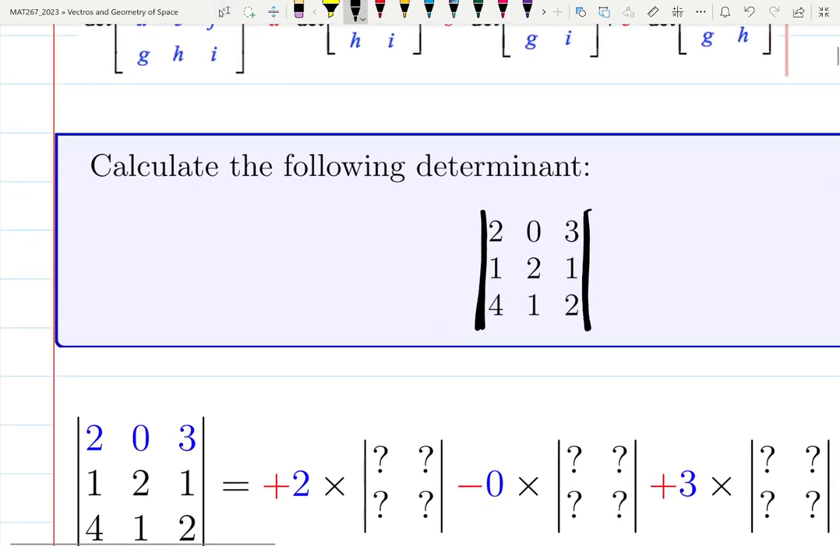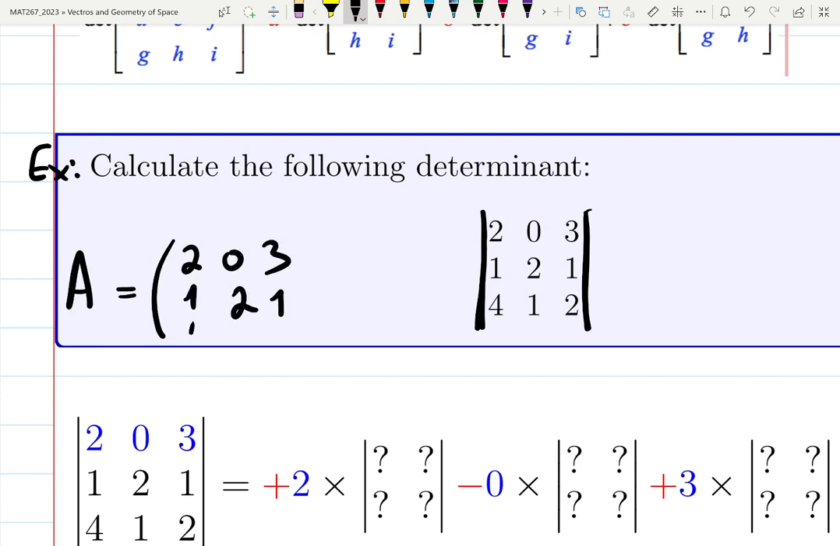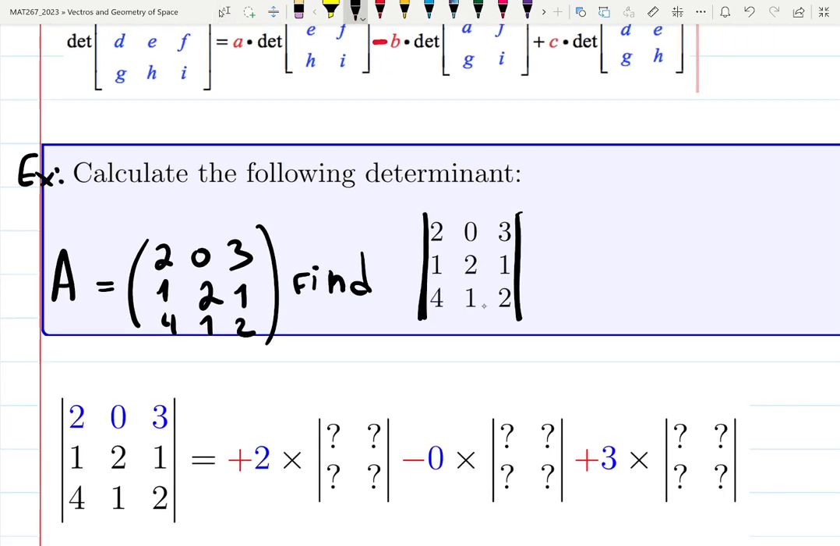So, example 1. Let's write down what they're saying. Example 1. For the given matrix A, 2, 0, 3, 1, 2, 1, 4, 1, 2, find, this is the correct notation. So matrix has parentheses, while the determinant has bars. Sometimes they write DET of A. Both are correct notations. So you will see both notations. Bars.